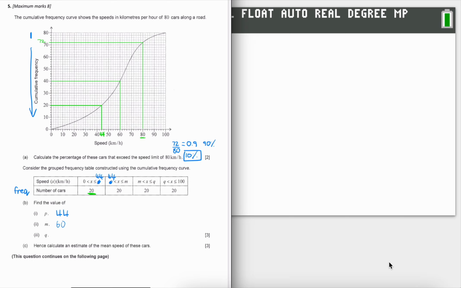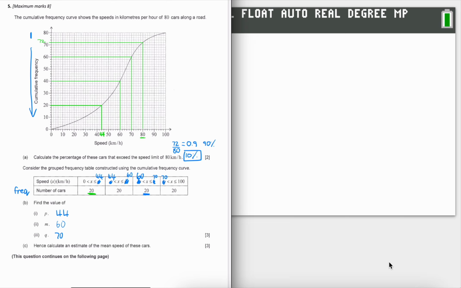So if I write that into my table, that means that my group is 44 to 60 and then 60 to something. And then this one, I need to work out what it goes from. So 60 to whatever. I'm going to add on another 20, which takes me to exactly 70. So I now know that my last number there is 70. And again, I can just write that into my table.